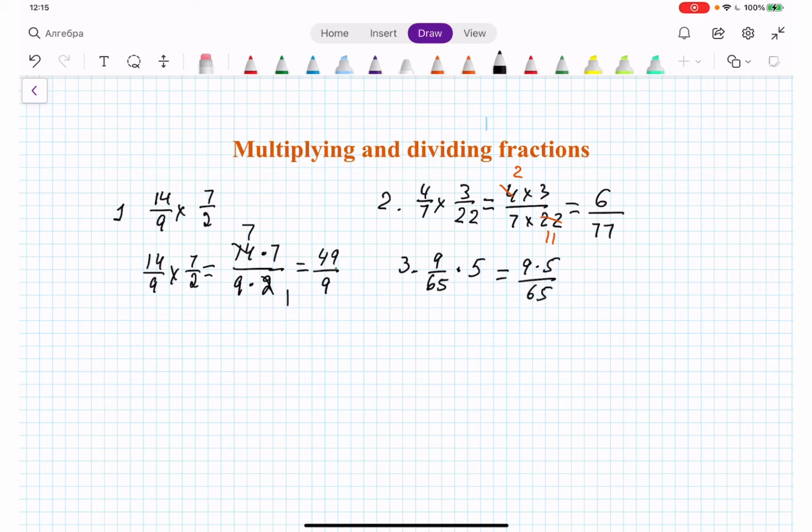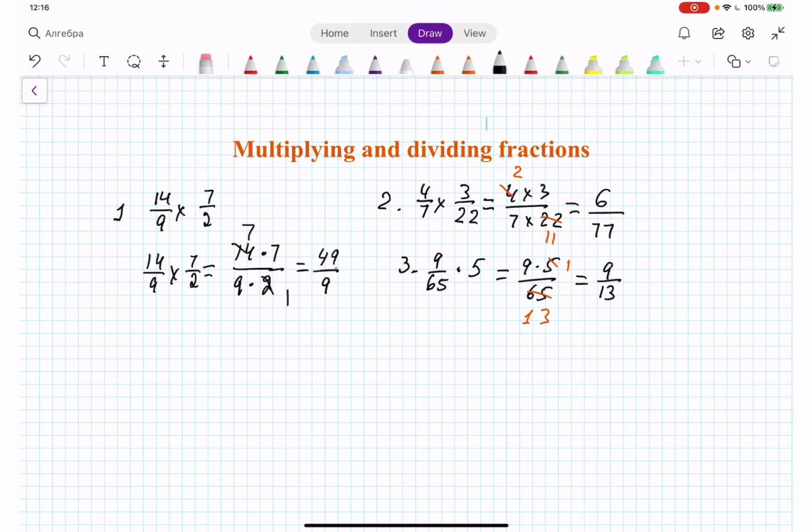Since both 5 and 65 end with 5, that means they are divisible by 5. I can divide by 5. This is going to be 1. 65, it's going to be 6 divided by 5 is 1, and 15 divided by 5 is 3. And we are done. I can't reduce 13 with 9, so the result is 9 over 13. Okay, question number 4.